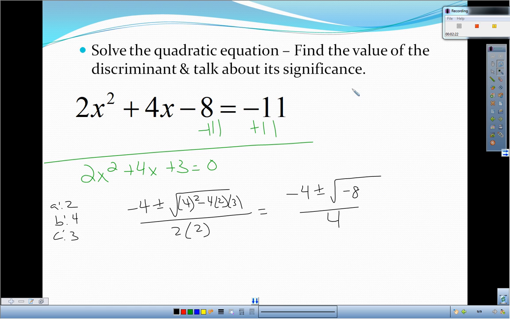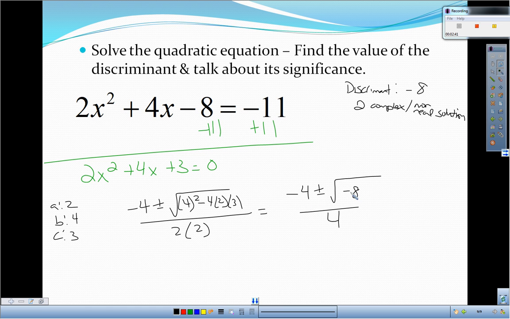Now what I want to notice is the discriminant is the value up underneath the radical. Well, our discriminant is negative 8. So what does that tell us about the graph? This means that our two solutions are complex or non-real solutions. So our answers are going to be complex or non-real or imaginary roots and solutions and zeros. And that's what it shows right here.